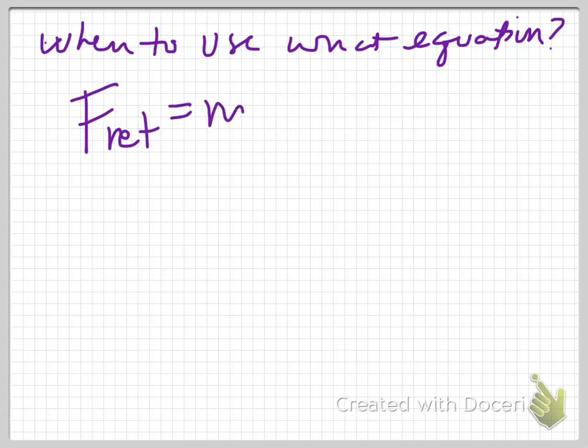F net equals ma. And in physical science, you probably learned F equals ma, and that's true, but it's the net force on the object. Because you can have multiple forces acting on an object. If it's all in equilibrium, if they're all balancing, there's still no acceleration. So it's the net force on the object that's equal to ma. That's not a bad place to start any of these problems.